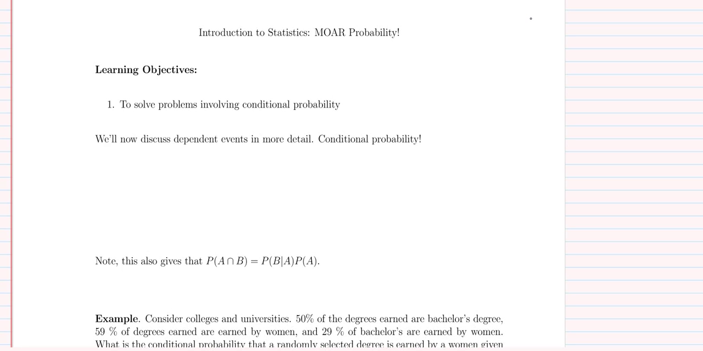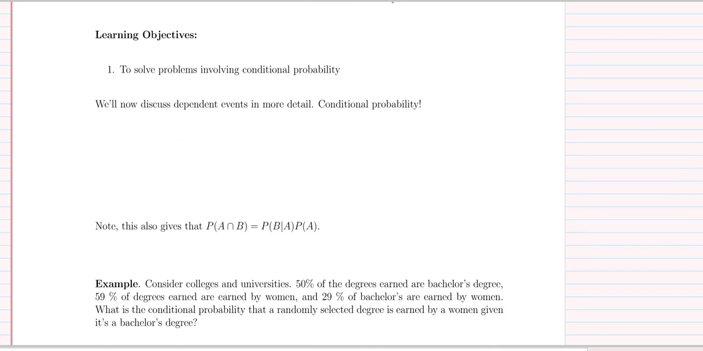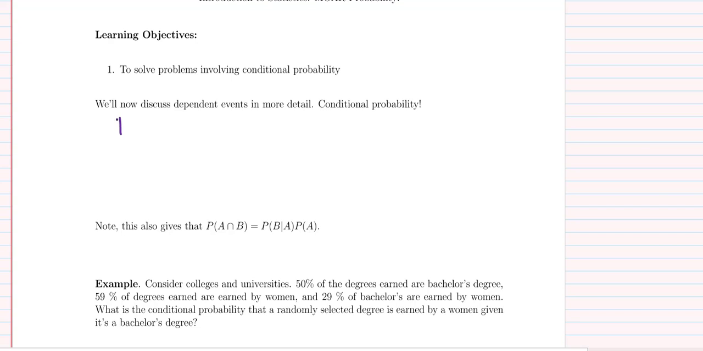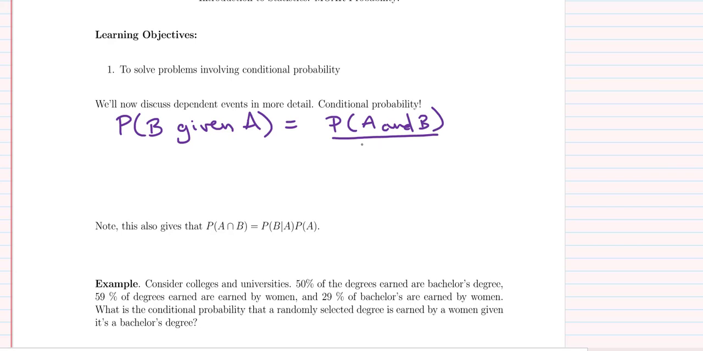So in this video we continue our discussion on probability, specifically conditional probability. Right, so now we're dealing with dependent events, whereas before we dealt with independent or disjoint events. So the way we write this is the probability of an event B occurring given an event A has occurred is equal to the probability of A and B occurring over the probability of A occurring.